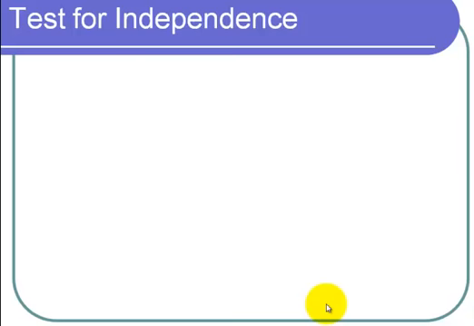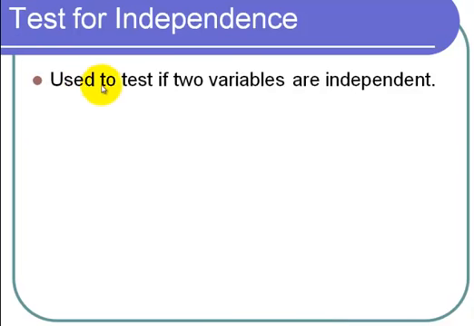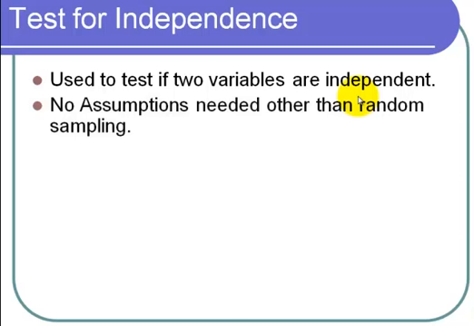The next test I want to talk about is the chi-squared test for independence. What it does is it tests to see if 2 variables are independent or dependent. Similarly to the chi-squared test for goodness of fit, with the chi-squared test for independence, no assumptions are needed, other than random sampling, of course. You never want bias. And also, you want to make sure the expected counts, and we'll see what that means, should be greater than 5. You need a pretty large sample size.